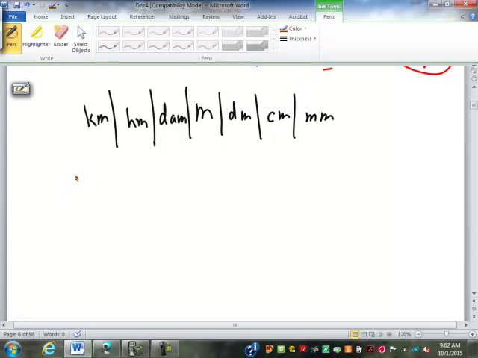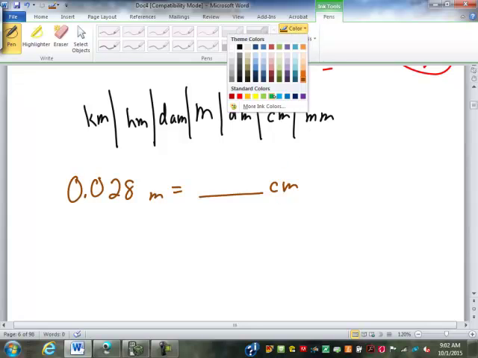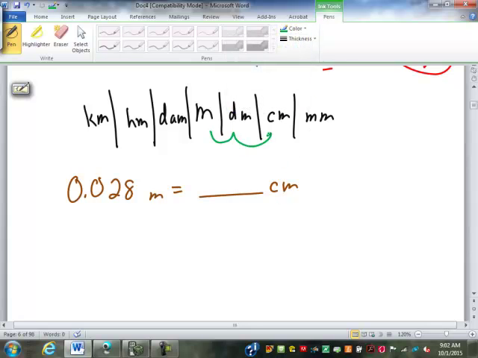So if I have 0.028 meters and I'm converting it into centimeters, well, I'm just going 2 spots to the right on the chart. Each spot is multiplying by 10, so it moves the decimal point one place for each spot on the chart. So I went 2 spots to the right on the chart. I go 2 spots to the right with my decimal point. That's 2.8 centimeters.